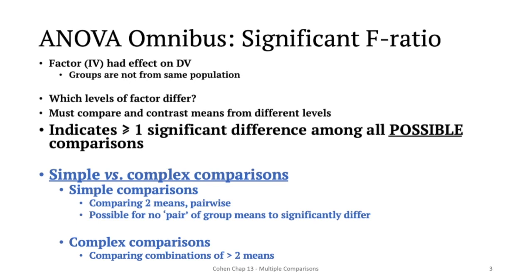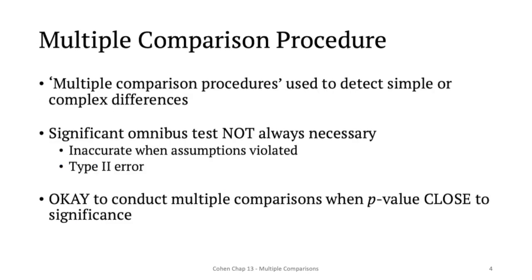There's also complex comparisons, and this is when you're comparing combinations of 2 or more means. So you actually can combine groups and compare those to other groups. There's a lot of flexibility in how you actually explore where differences are. This whole idea, this multiple comparison procedure, is all about detecting simple or complex differences.